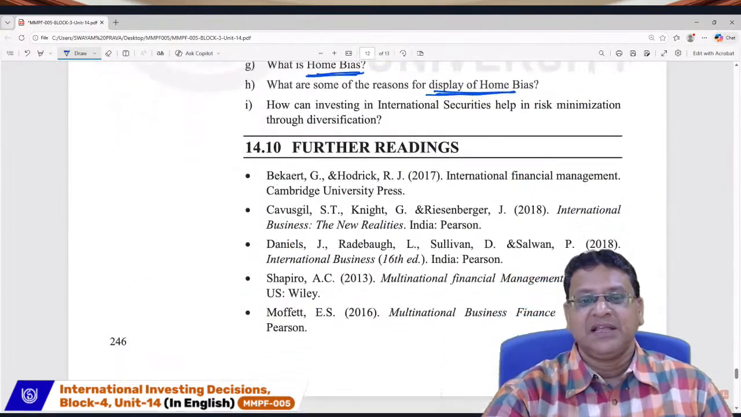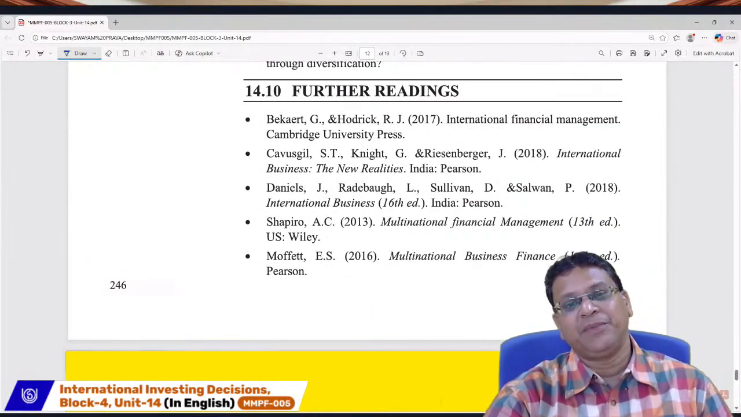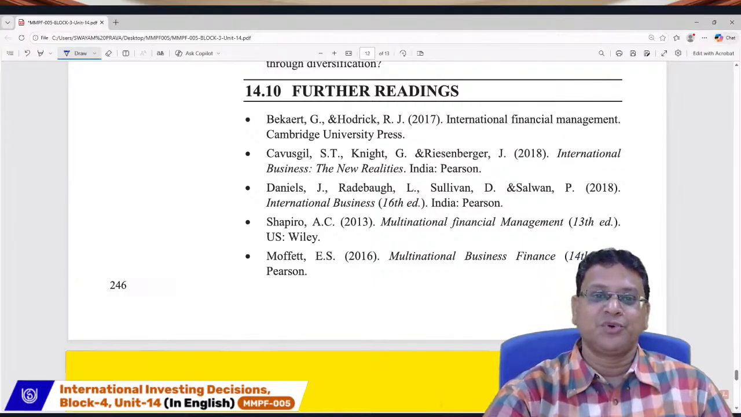And these are the further readings on this particular chapter of international portfolio management. With this, we come to conclusion of our discussion today.